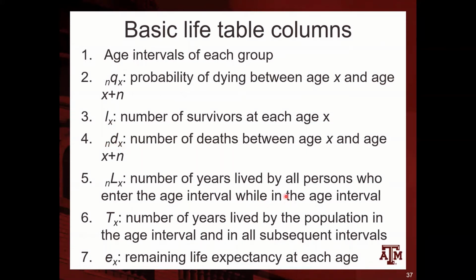The number of years lived by all persons who enter the age interval, while in the age interval, the big LXN. The big TX, the number of years lived by the population in the age interval and in all subsequent intervals. And the EX, remaining life expectancy at each age. Once I reach that specific age, how many years should I expect to live from then on?